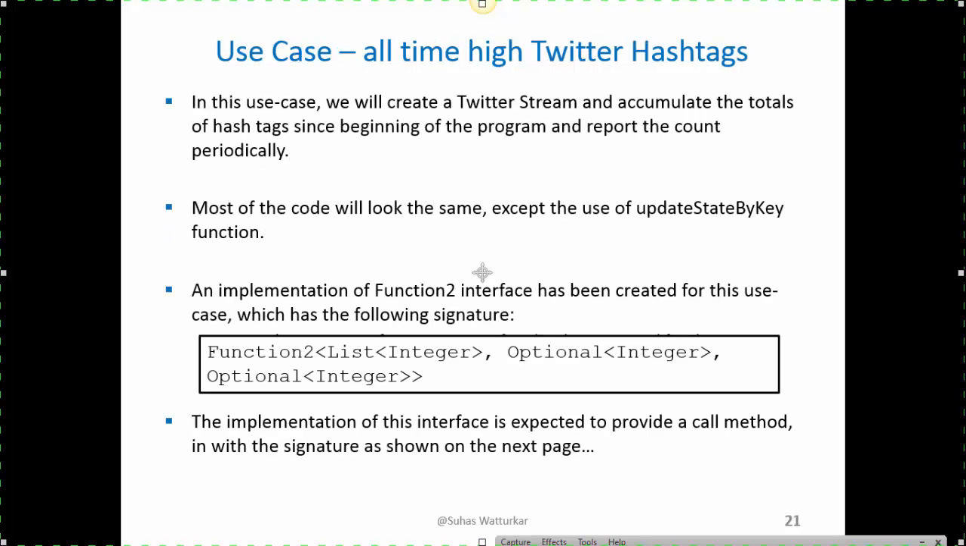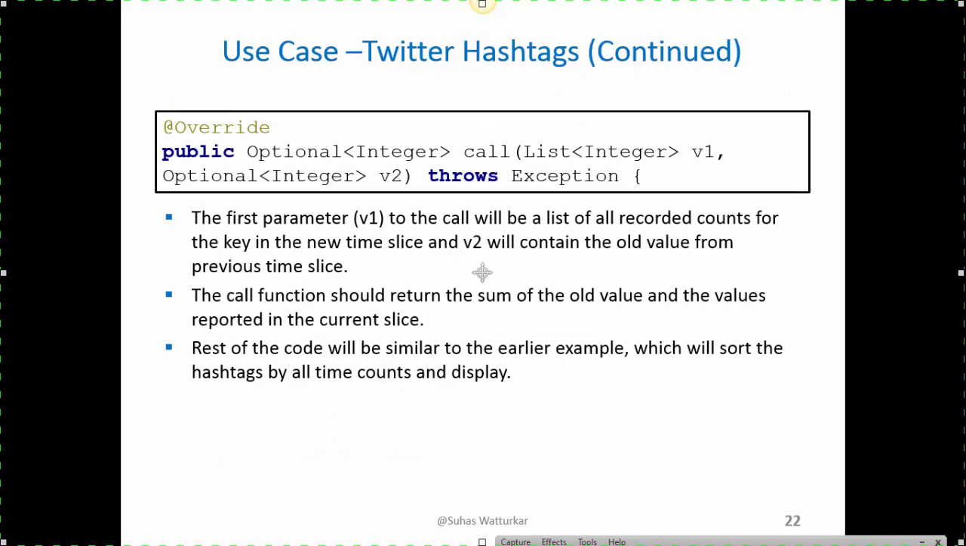So if you take a use case, instead of doing a sliding window, if you want to have an all-time high count, then we can use the state and transform it every time, just adding to the state that we had earlier, so that we get all-time high numbers. Most of the code is going to look the same, except we will be implementing an implementation of a Function2 interface. It will be calling the updateStateByKey function. So let's go to the next page.